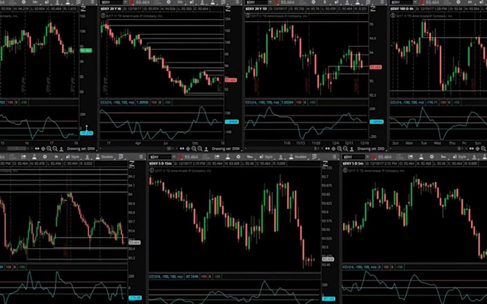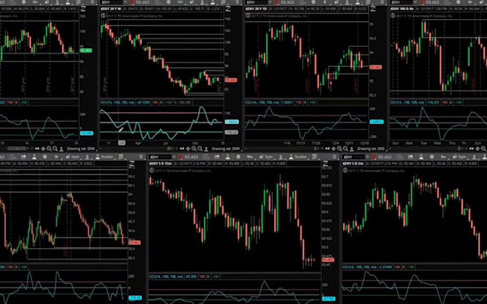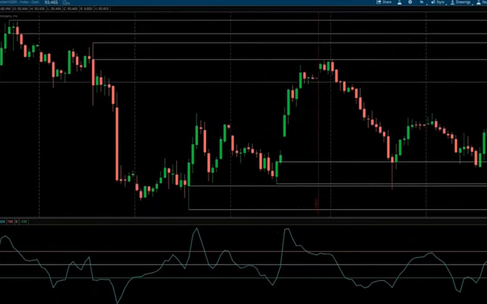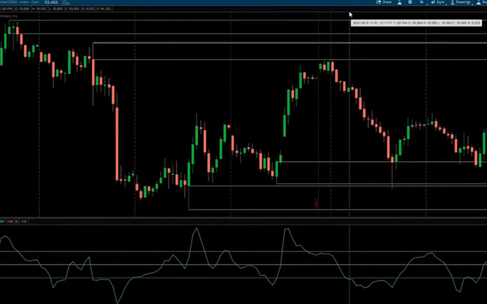Okay, so let's start with the dollar, for example. This is the dollar, and we can go to the bigger time frames and the smaller time frames. Let me just show you how to do some of this. Let's open up the chart so you can see this clearly. This is a 1 hour chart of the dollar index.